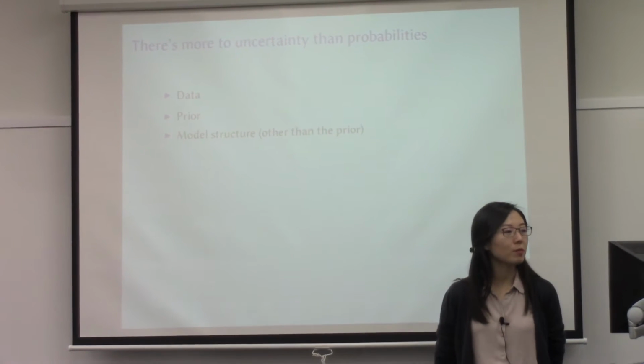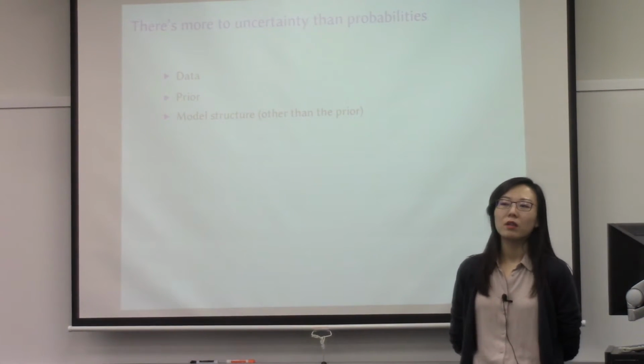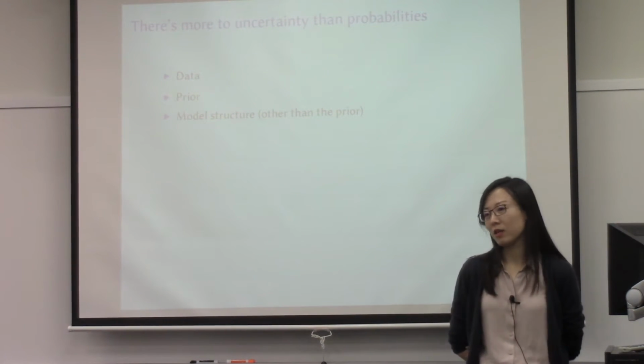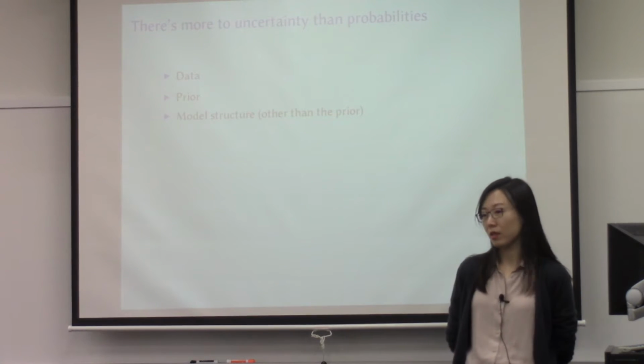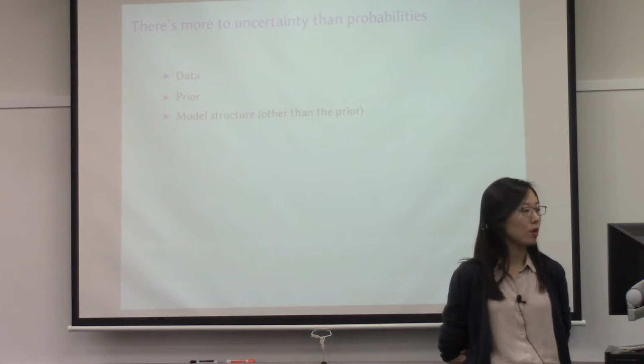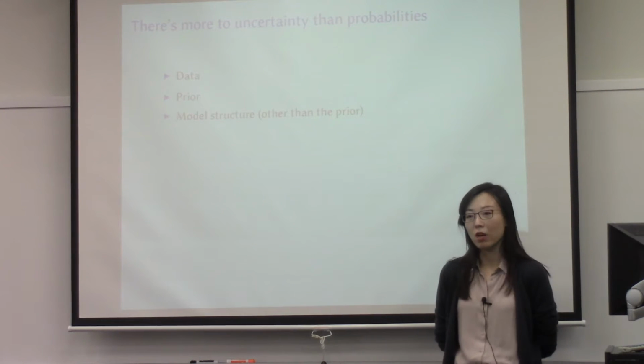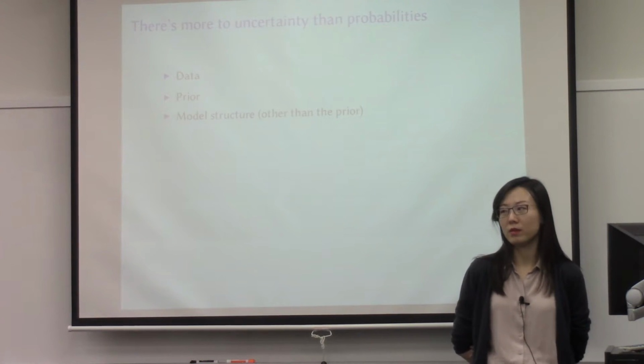And I can give you examples of how this kind of uncertainty other than probability might arise in statistical applications: in data, in the prior if we're thinking about a Bayesian model, or even just in the model structure itself, whether or not you're a Bayesian or a frequentist or otherwise.